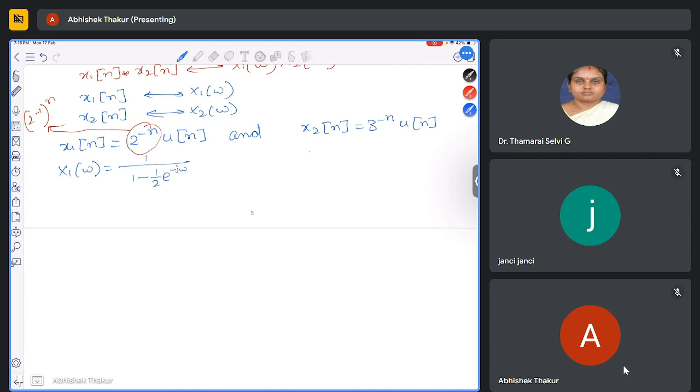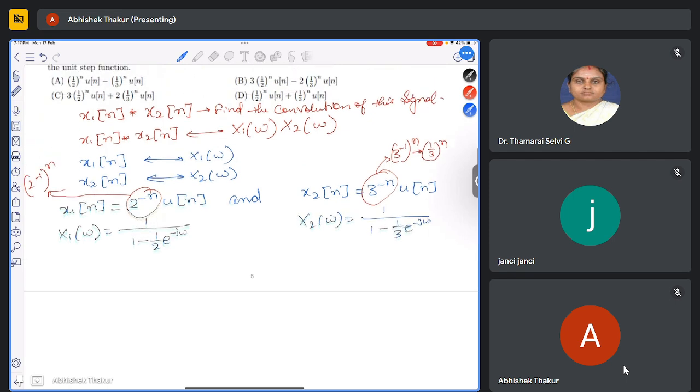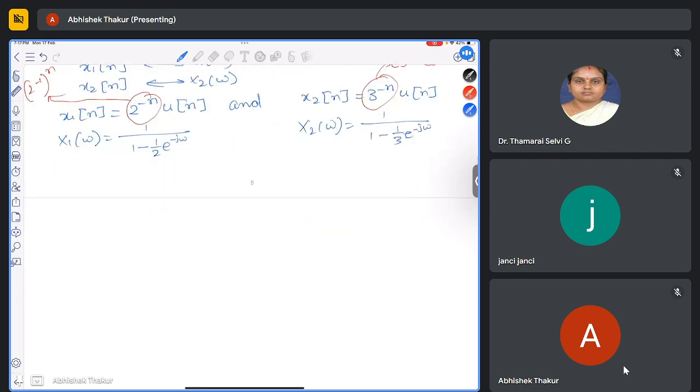Now again, X2(omega): this is 3 to the power of minus n, so this will be (3 to the power of minus 1) to the power of n, that is equal to (1 by 3) to the power of n. So X2(omega) will be 1 by 1 minus 1 by 3 e to the power of minus j omega. So this is our X1(omega) and X2(omega).